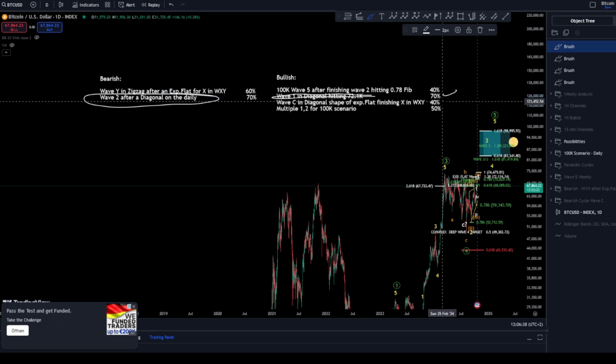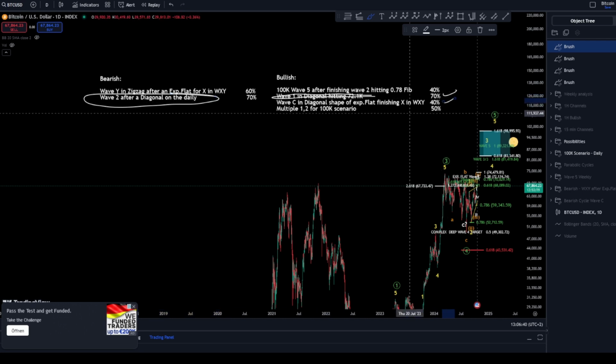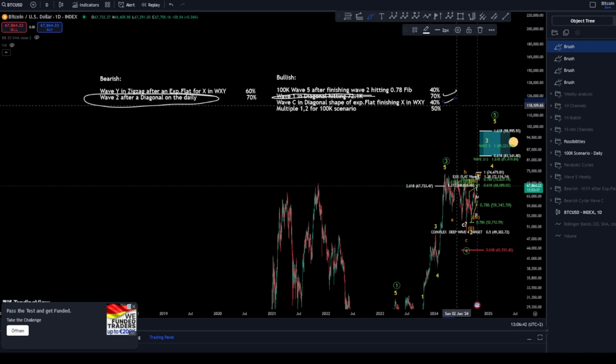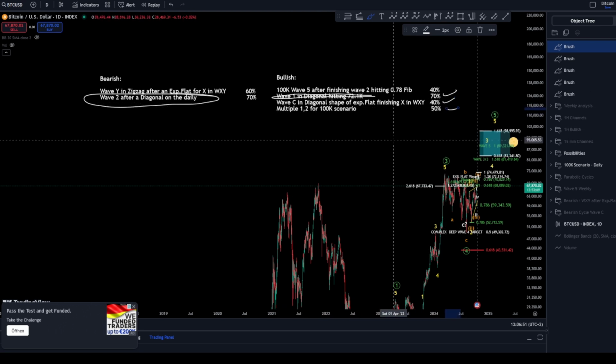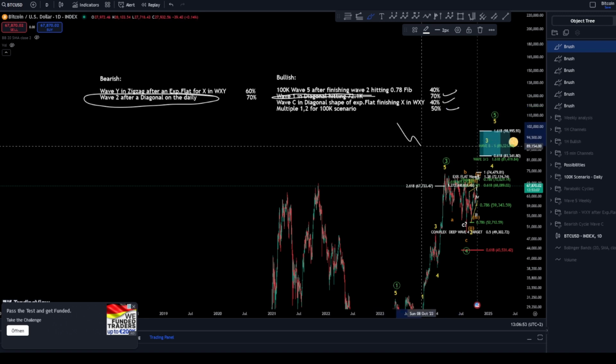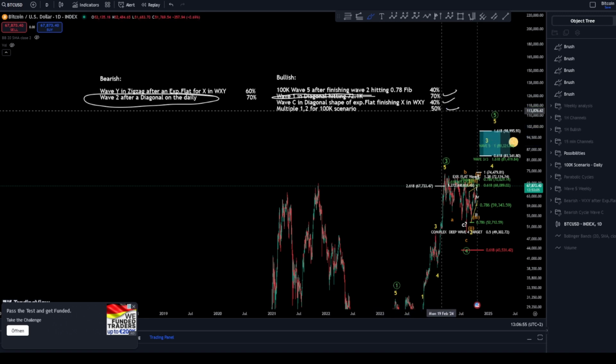Don't forget that at the same time, we have checked a wave C for a diagonal shape because we already got a diagonal, 5 waves towards the upside. The same for the multiple 1-2-1-2. So for this one, we then need a wave 2, a small one towards the downside. Therefore, a bearish short-term scenario.